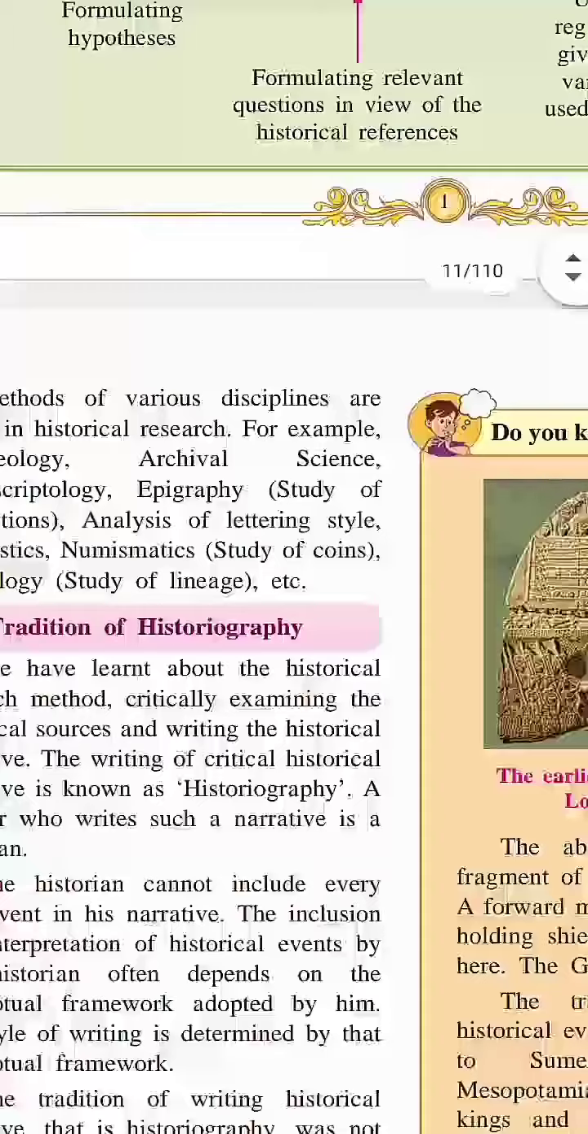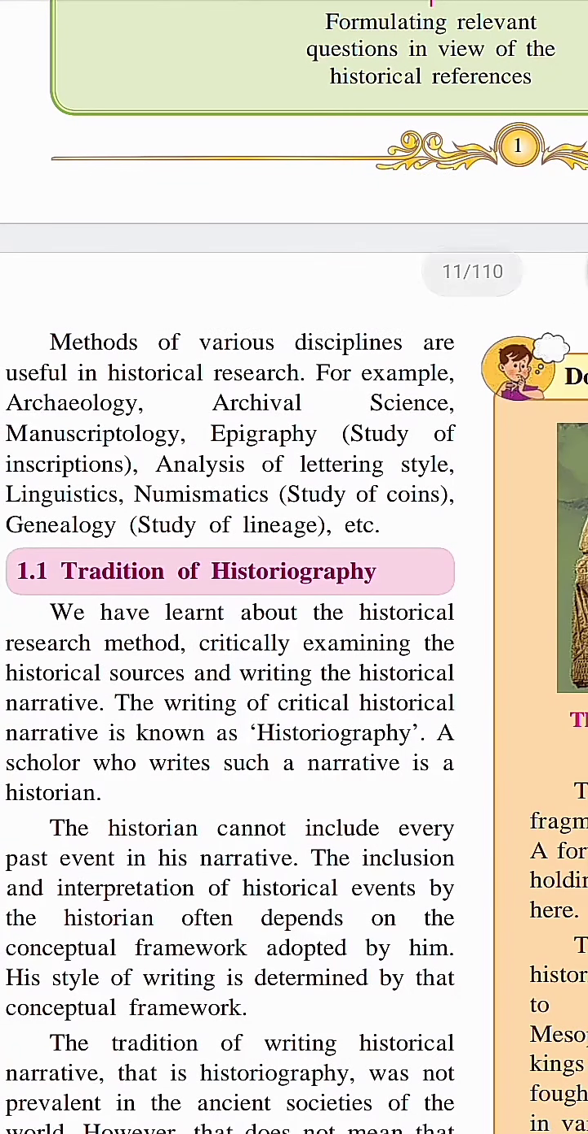Now, what are the various methods we use for historical research? Methods are of various disciplines. They are as follows. 1. Archaeology. Second, numismatics. Manuscriptology. Epigraphy. Epigraphy means study of inscriptions, analysis of lettering style. Linguistics, numismatics, study of coins. Genealogy, the study of lineage.